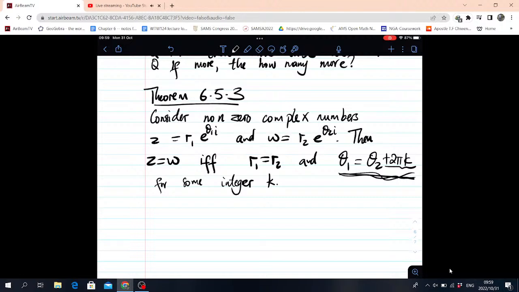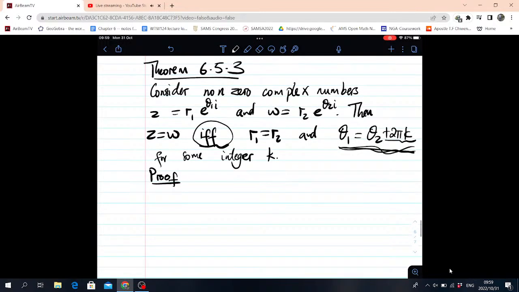Right, and for the proof, we are not going to do the proof. You can look at it in, I think it's in the textbook. But the two things to note is this if and only if here, right? So we are saying Z is equal to W if and only if this happens. So for the proof, we want to prove two statements, because whenever you see if and only if, it means you've got two statements.